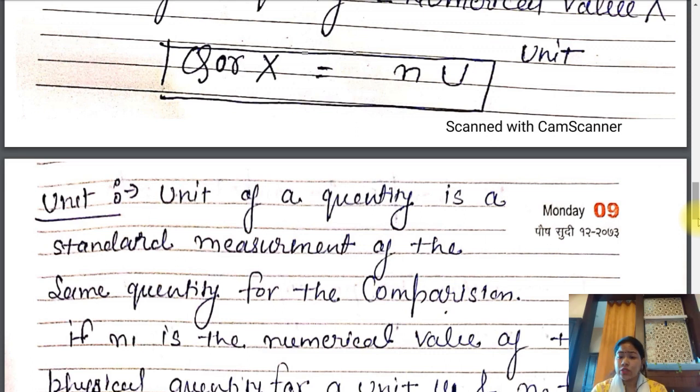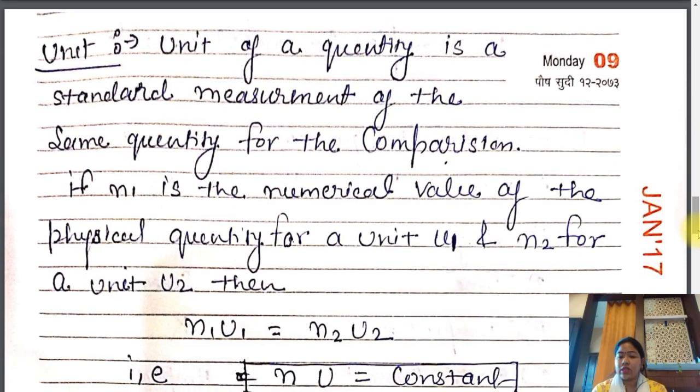Done? So the unit of any physical quantity is the standard measurement of the same quantity. We are comparing the mass of the object in both conditions, 20 kg or 200 grams. So the same quantity for comparison. Now we can understand, if N1 is the numerical value of the physical quantity for a unit U1 and N2 for the unit U2, then N1 U1 equals N2 U2.